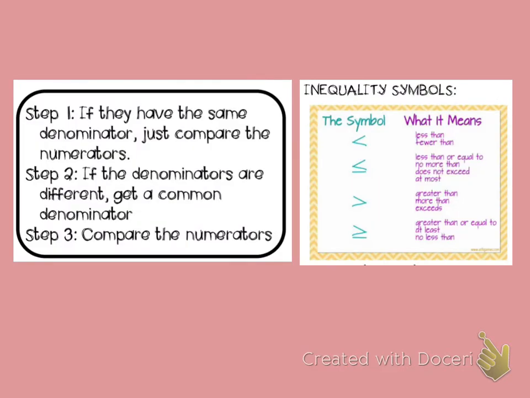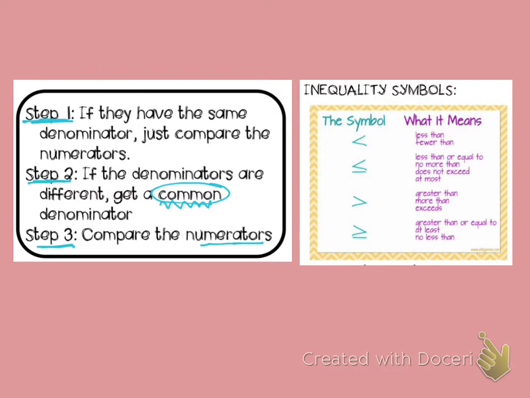Step 1, if they have the same denominator, we're going to just compare the numerators. And then step 2, if the denominators are different, we're going to get a common denominator. And then step 3 is to compare the numerators. So we can't do anything if we don't have common denominators.